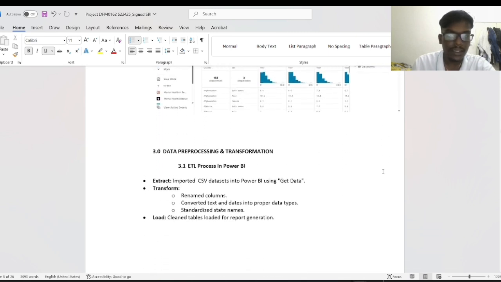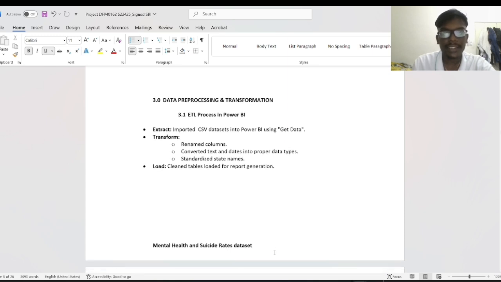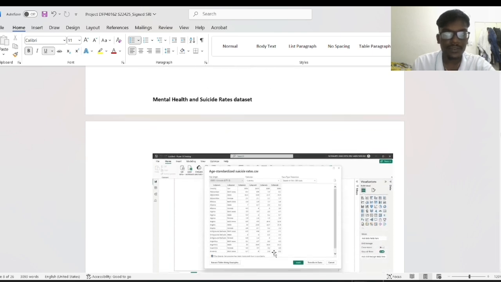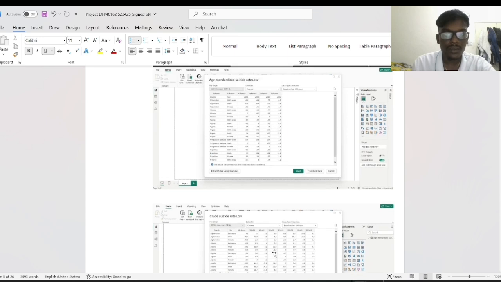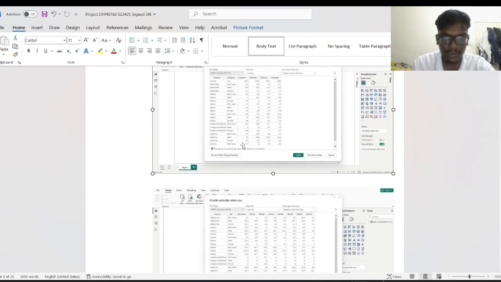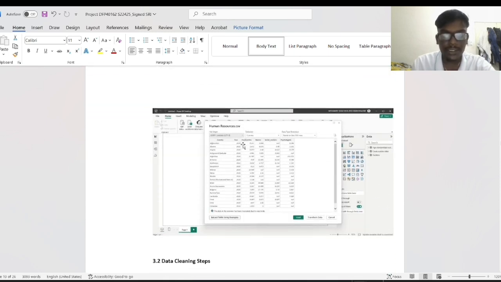After you insert the data, for the data pre-processing and transformation, you need to extract the imported CSV dataset into Power BI using get data. For the transform, you need to rename the columns and convert text and dates into proper data type and standardize the state names. For the load, we need clean tables loaded for report generation. So this is all the dataset for the mental health and suicide rate dataset. The first one is age standardized and group suicide rates and also facilities. And the final one is human resources.